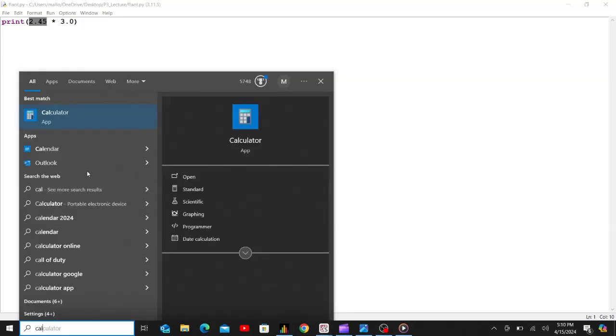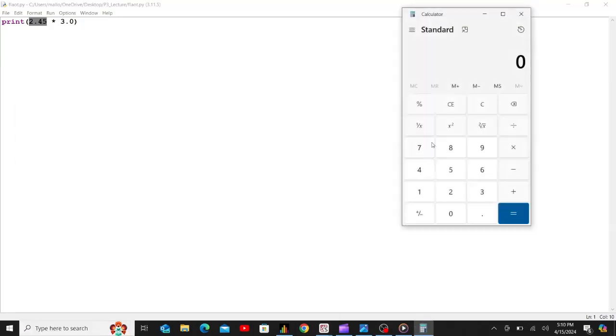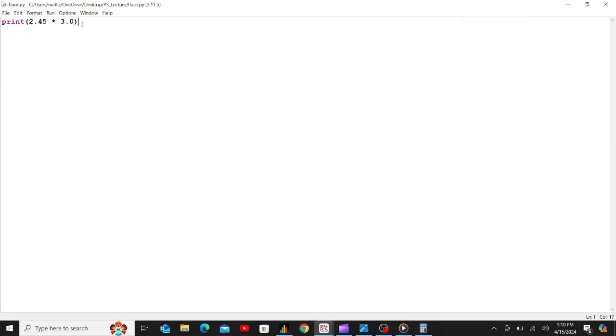So what's happening right now is I'm going to take 2.45 and I'm going to multiply it by 3.0. If we use a standard calculator, we take 2.45 and we multiply it times 3.0, we get 7.35, right? Well, when we do the same exact thing over here in Python, look at what we get back.